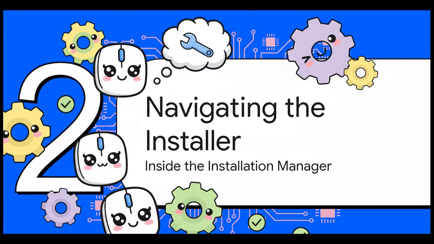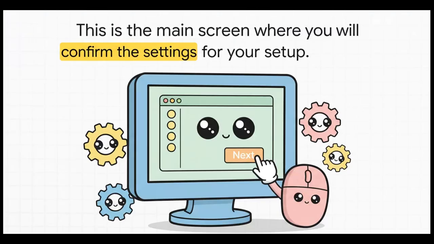You've launched the installer the right way, and now you should be looking at the SolidWorks Installation Manager. Let's talk about the choices you'll be making in here. And there it is. You've made it to the main installation screen. From here on out, it's really just about confirming a few settings to get it all configured for your machine.